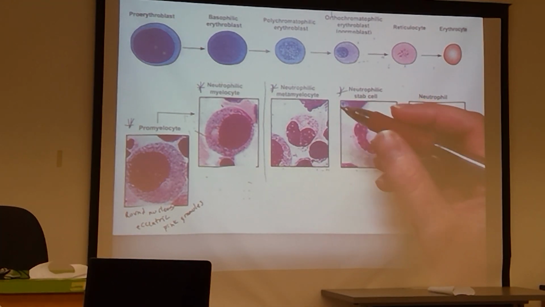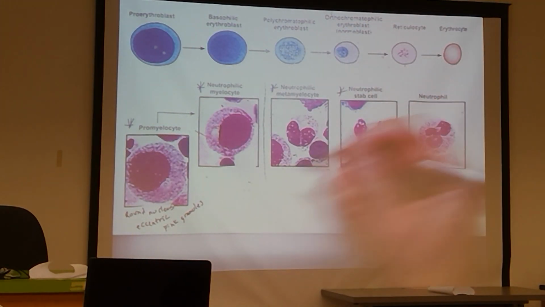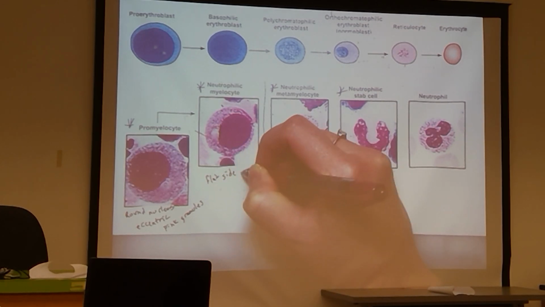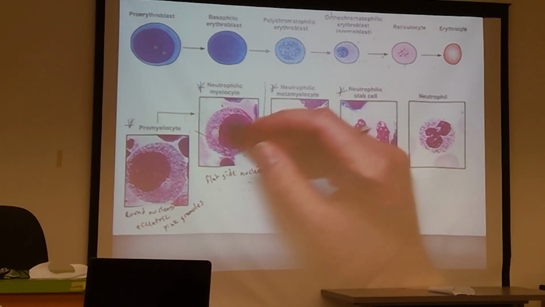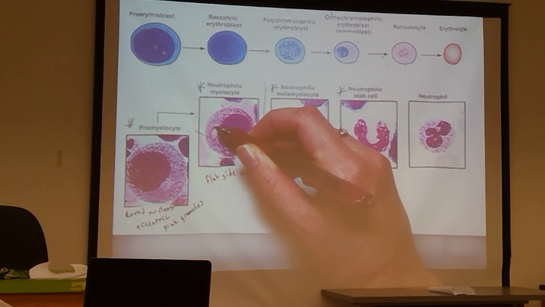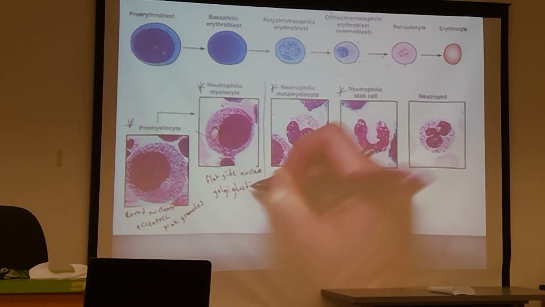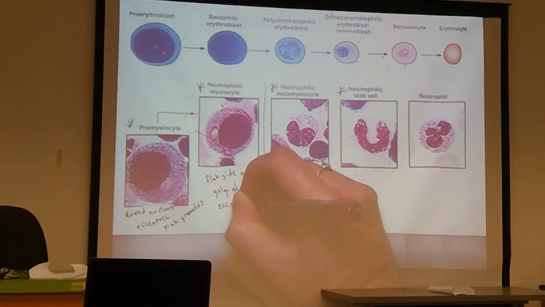And then for the myelocyte, we start to see this kind of flatter edge on the nucleus. So flat side nucleus. You can see right here the bulge goes, and the nucleus is more eccentrically located.